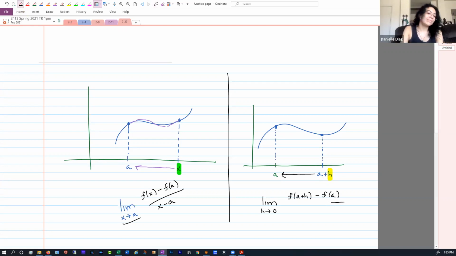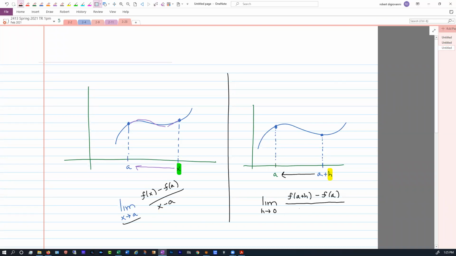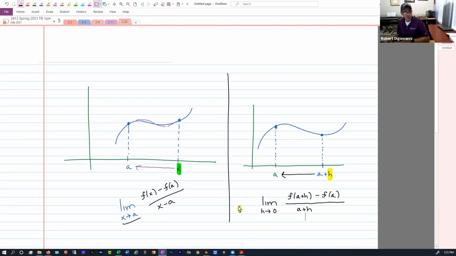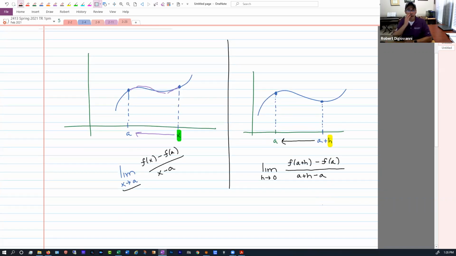Now on the bottom, instead of this x, what am I going to put? A plus h, right? A plus h, and then minus what? Minus a, right? Do y'all understand that? Wouldn't it equal 0 over 0 eventually then? Yeah, it will, but remember, the limit will allow us to get around that.